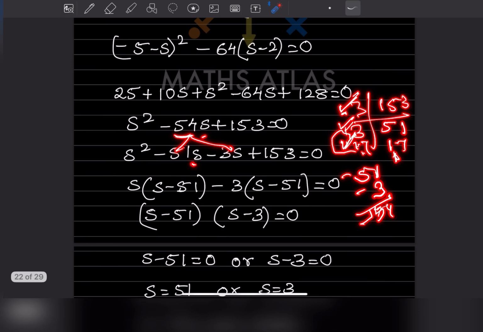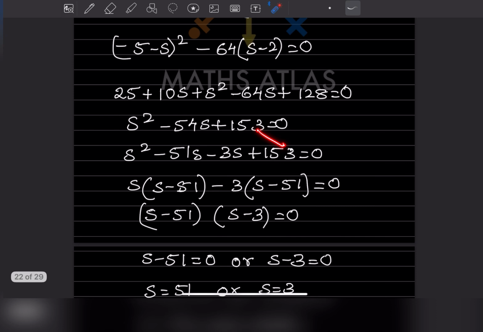So how are you going to split? Minus 51s minus 3s plus this 153 is 0. So now see here, first there were 3 terms. So now after splitting the middle term, you got 4 terms. So what are you going to do? Now you are going to group it, 2 each.